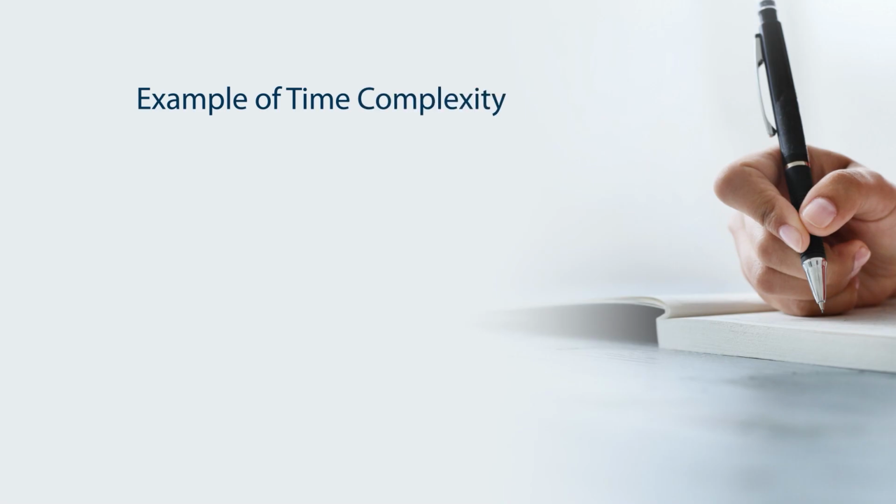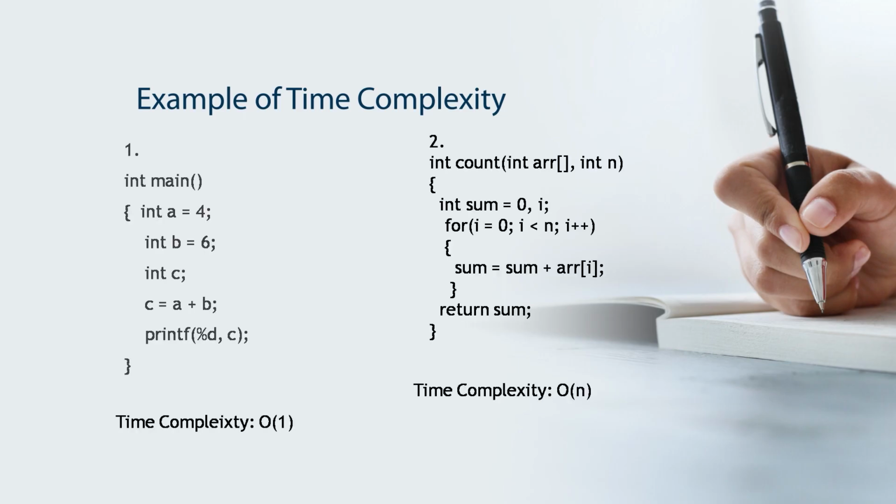Next, here are a few examples related to time complexity, how to calculate the time complexity. In the first example, you can see there are 3 variables a, b, c, and the value of a plus b is assigned to c, and the printf statement is there.